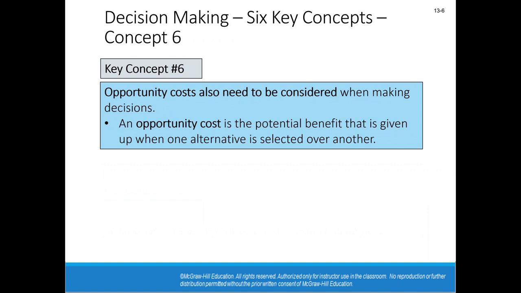And then opportunity costs need to be considered. So opportunity cost is what is the best alternative? What can I do instead of this option? And what is the opportunity cost of not doing that?